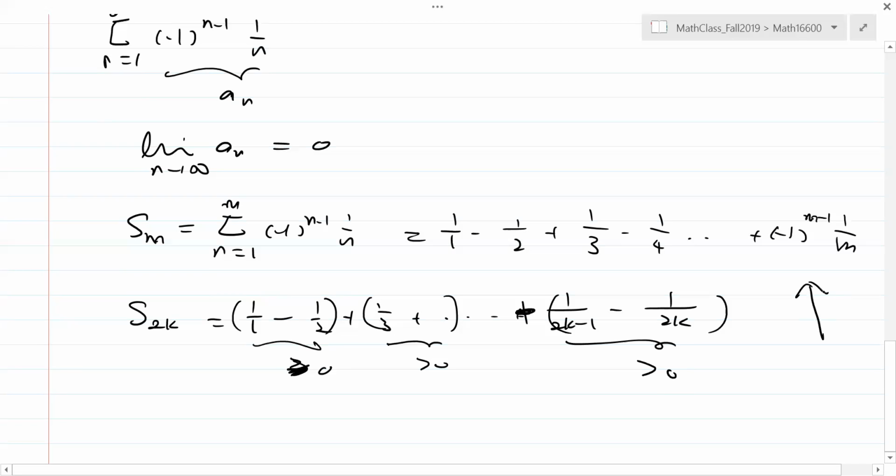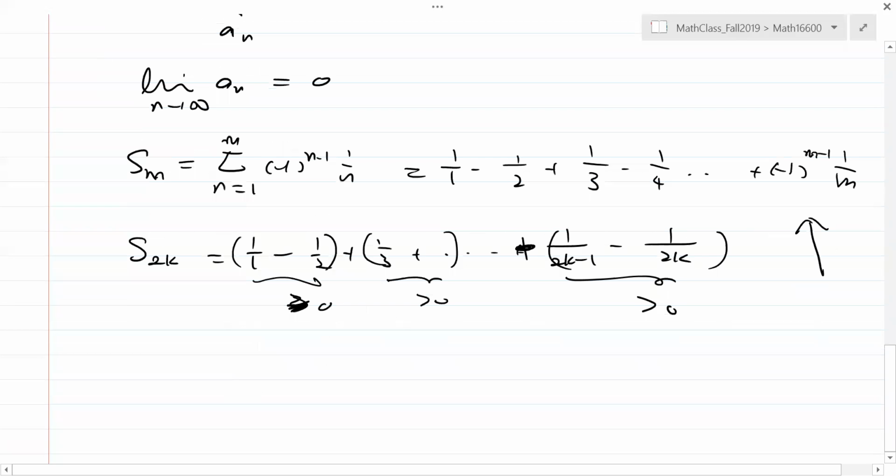For an increasing sequence, whether it has a finite limit or not depends on whether it has an upper bound, right? If it has an upper bound, it has a limit. So S_2k.